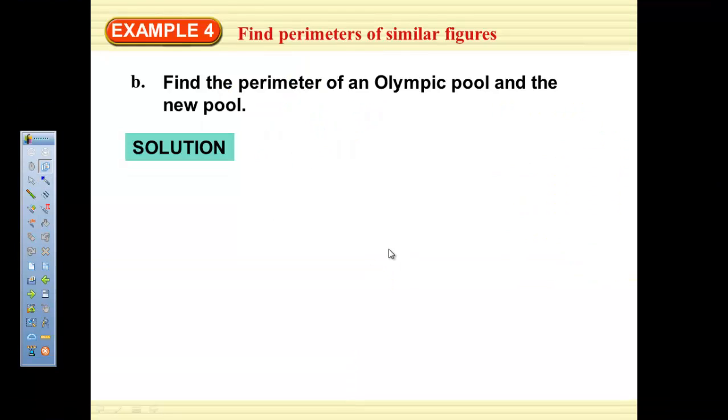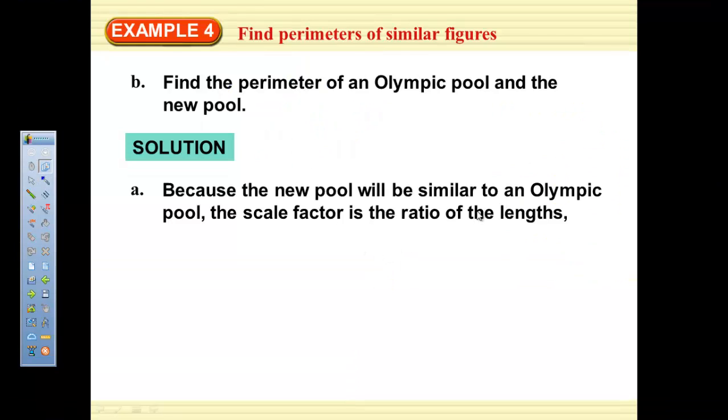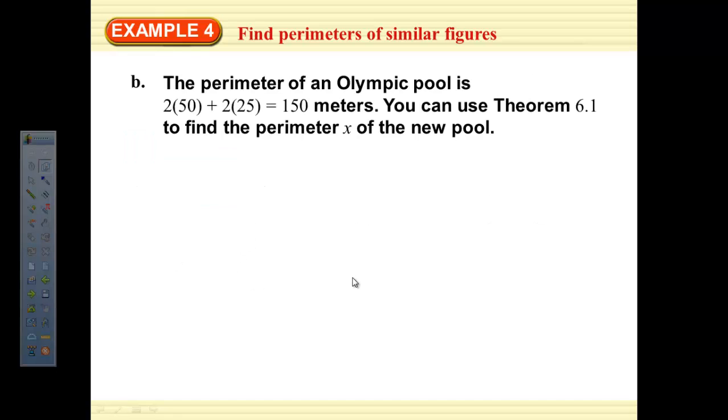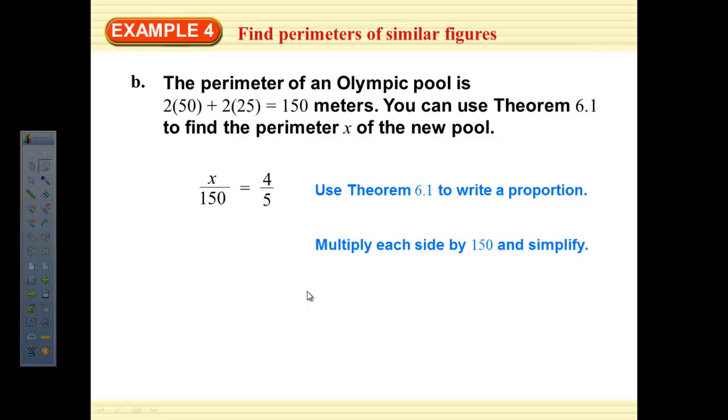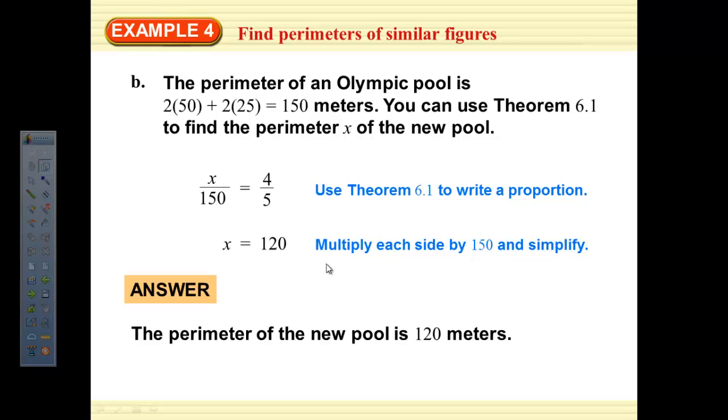So again, for the first part, the scale factor will be the ratio of the lengths. In this case, it's 40 to 50, so the scale factor is 4 to 5. Then we take the perimeter of the Olympic pool, which is 150 meters, and again, using theorem 6.1, we can use that to find the perimeter of the new pool. So it's x over 150 equals 4 over 5. We cross multiply. We get x equals 120. So the new pool has a perimeter of 120 meters.